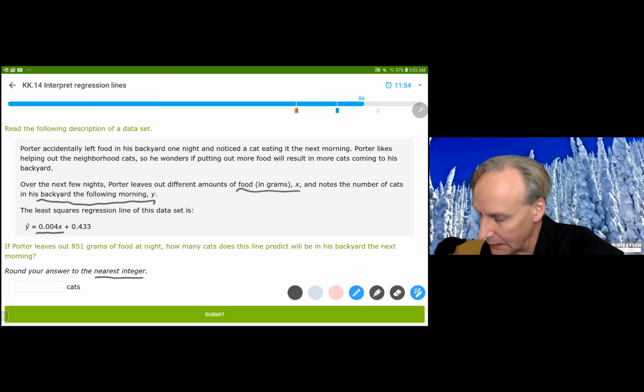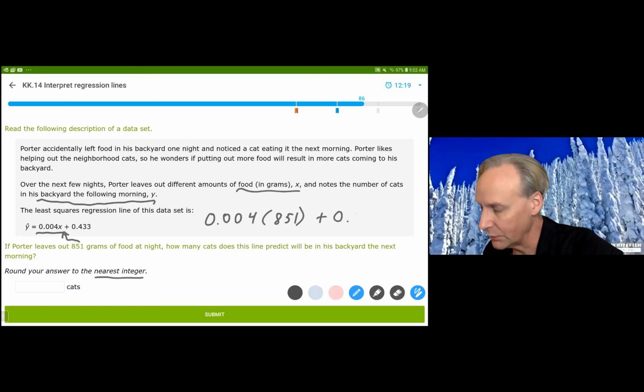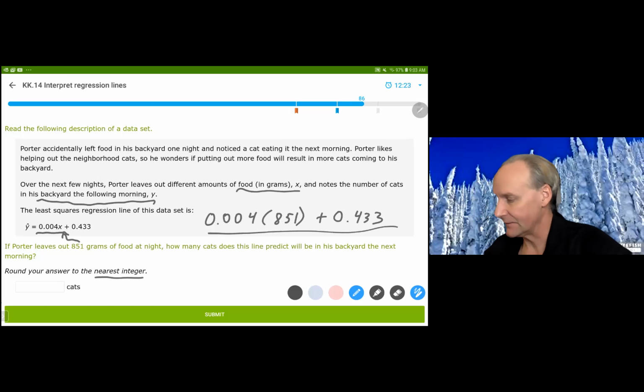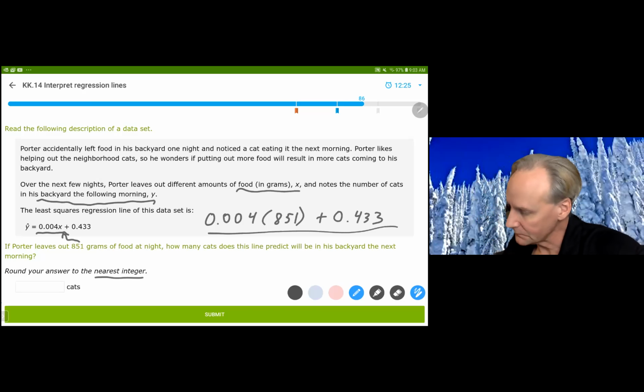So if Porter leaves out 851 grams of food at night, so about 1.5 pounds of food, how many cats will this line predict? Now, this is a totally different problem than the others. So we're going to substitute the 851 in for the X. So we're going to have 0.004 times the 851 grams plus the 0.433. And we're going to evaluate that function real quick here.